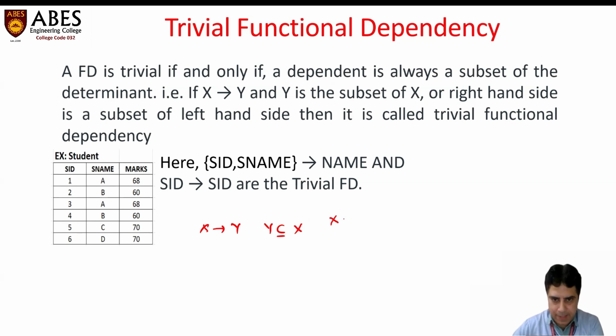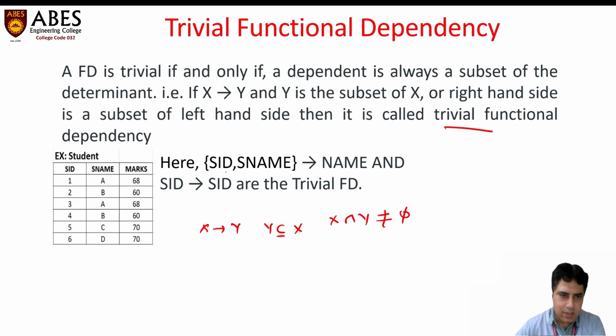Or, if we take the intersection of X and Y, that does not equal phi. There is some common value. That is called a trivial functional dependency.